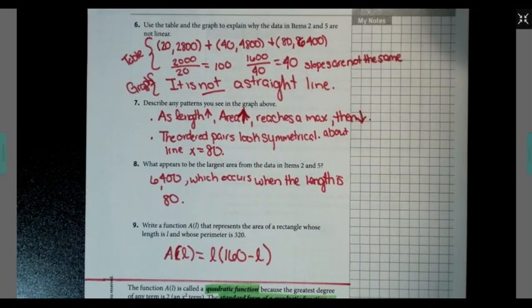Take a moment to get 6 through 9 written down, and then we will move on to our debriefing question that follows.